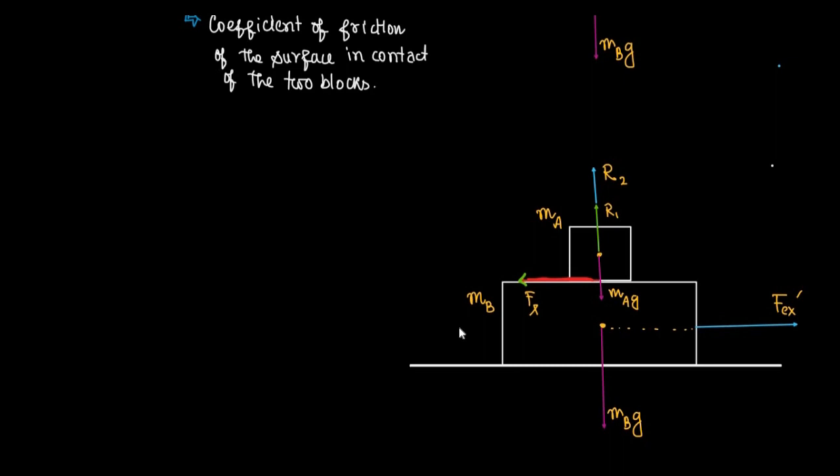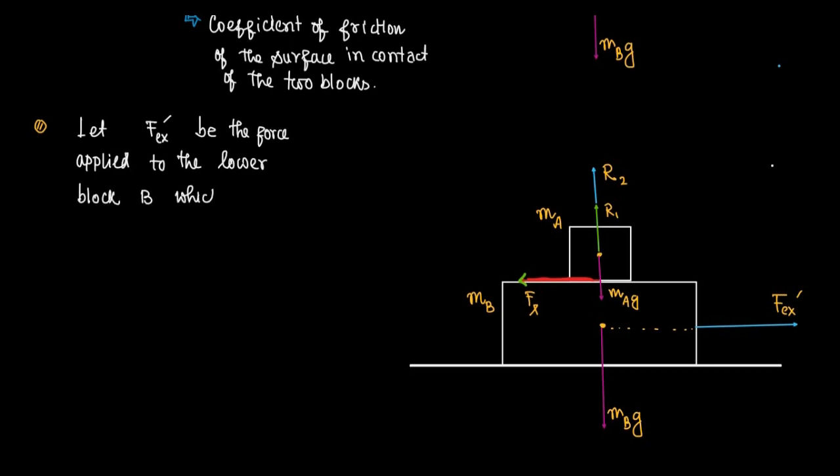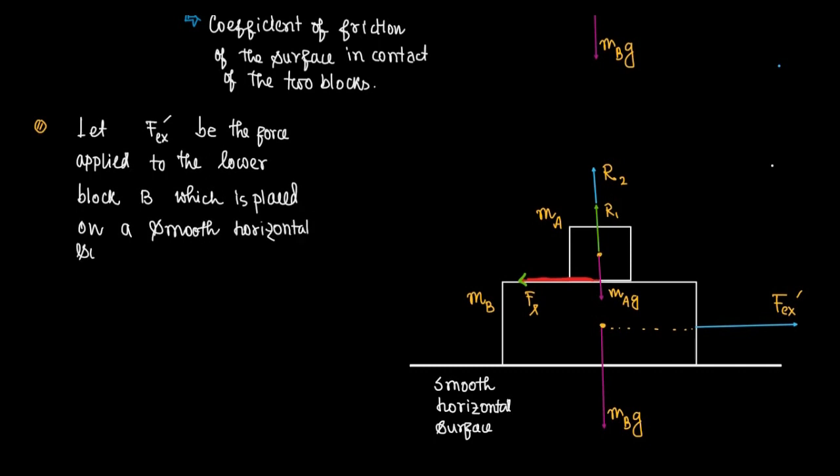Let Fex prime be the force applied to the lower block B, which is placed on a smooth horizontal surface.